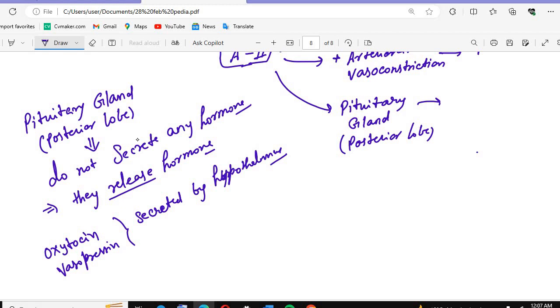Okay, so they release the hormones and they will store the hormone. They are the storage house of the oxytocin and the vasopressin. So what is this? It is just a storehouse of oxytocin or the vasopressin, where it will be kept in the storage house, and after that when they need it, they will release it from the pituitary glands.